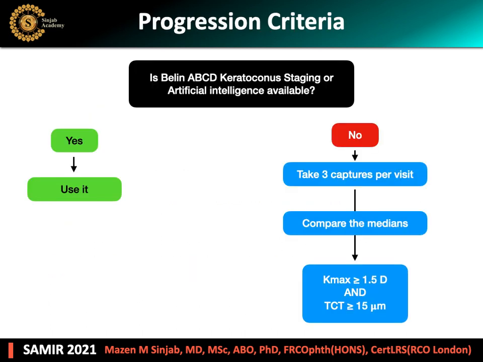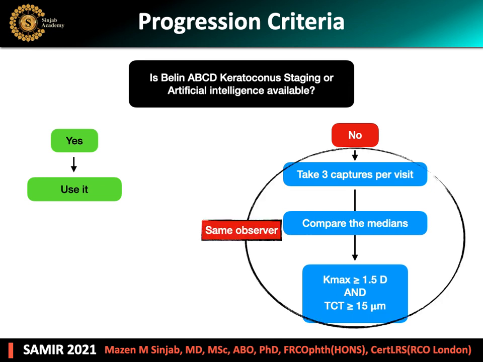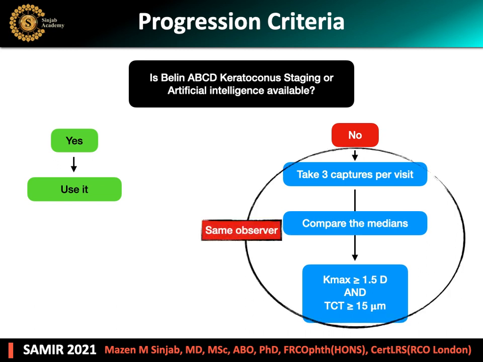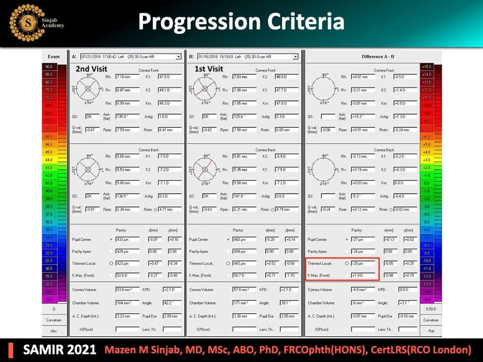Now, let's assume that I don't have artificial intelligence and I don't have the Belin ABCD keratoconus staging or the radar of the ORBscan. So what shall I do? What I do is I ask the same optometrist to take 3 captures per visit and then to compare the average K max and the average thinnest location. If the change exceeds 1.5 diopters in the K max and 15 microns in the thinnest location, then I will consider it as progression, as in this case.